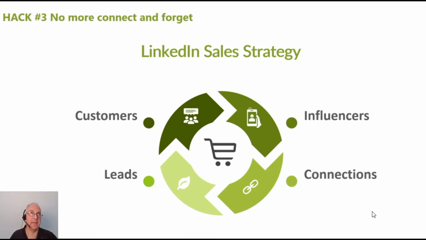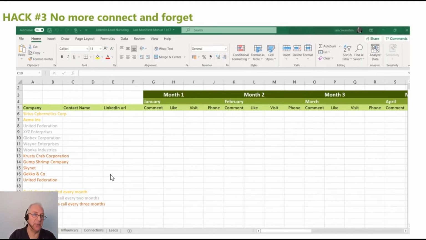How many people connect to you, and then other than saying, "Oh, thanks for connecting," you never hear from them again? Most of us could get 20% growth just by nurturing our first degree contacts. Now, how do you put this into a process? Simple spreadsheet. Down the bottom here, there's a tab that will say customers. Then you've got a tab for influencers, connections, leads, and all you do is just work your way through this.